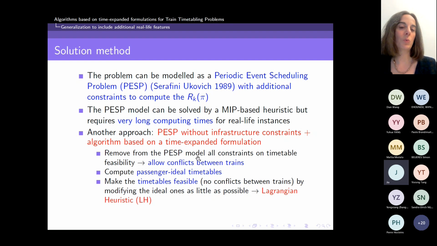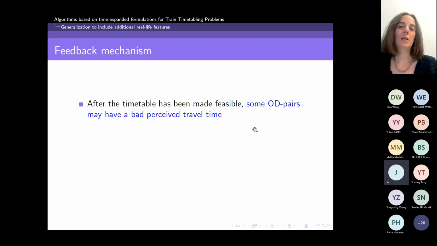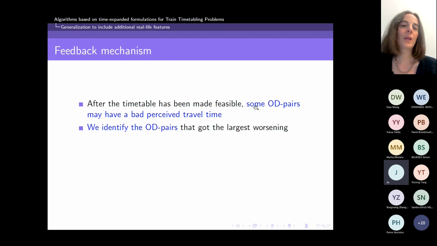And once we have computed this timetable, we evaluate how good or bad the quality of the timetable is for the passengers. So we again compute the passenger perceived travel time. And if this is not good for some OD pairs, then we apply a feedback mechanism. This feedback identifies which OD pairs have a bad perceived travel time, and among all of them, we take the ones that got the largest worsening, so for which the passenger travel time is very bad.